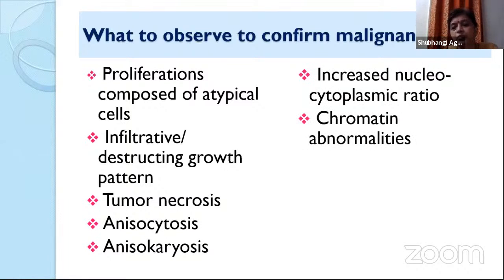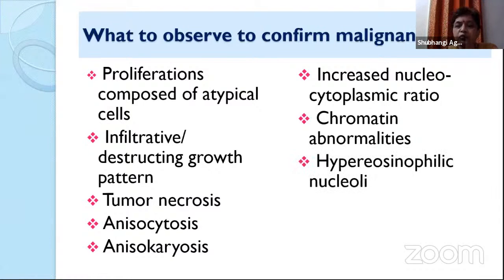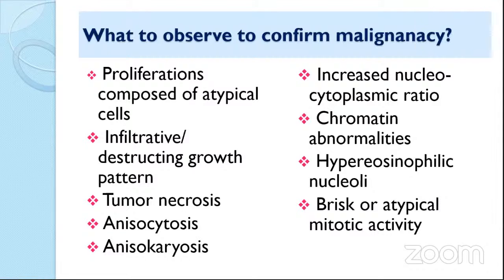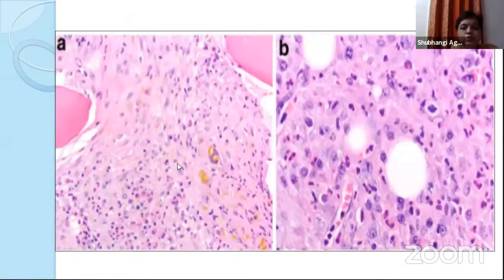chromatin abnormalities which are present in the form of hyperchromatism, irregular chromatin distribution, chromatin clumps, then hypereosinophilic nucleoli, and brisk or atypical mitotic activity. All these features you have to look for to confirm the malignancy in cases of bone marrow disorders. And this is a photograph which shows you sheets of atypical cells which are infiltrating the marrow and totally destroyed the marrow.